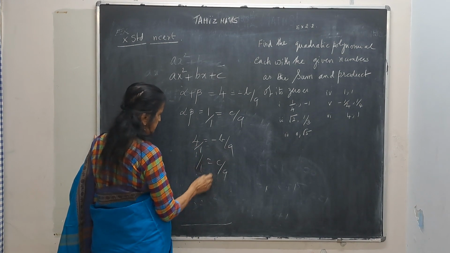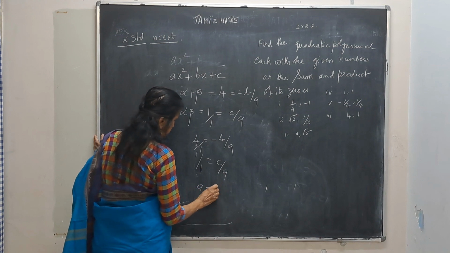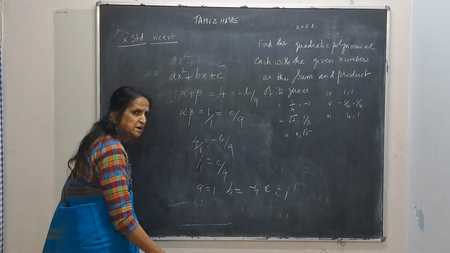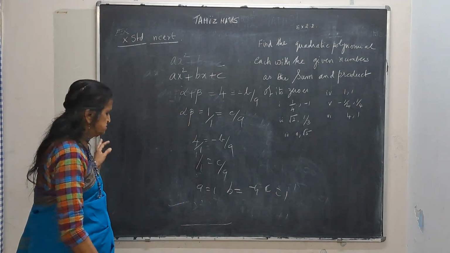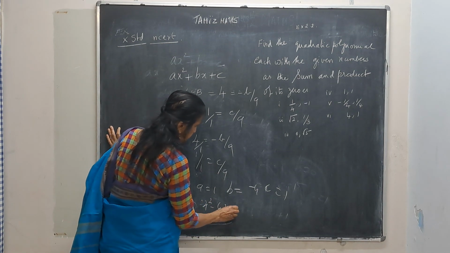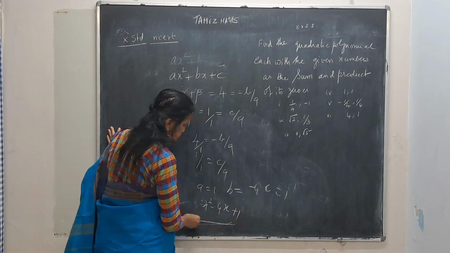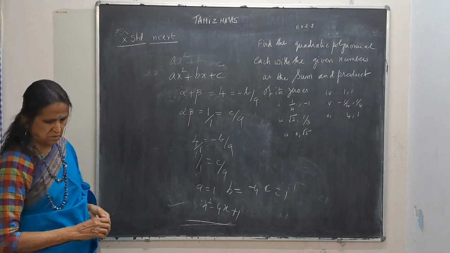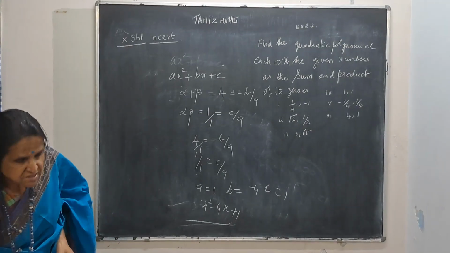A is 1. B is minus 4. And c is 1. So what equation do we have? x square minus 4x plus 1. This will be the equation. I hope I'm clear.